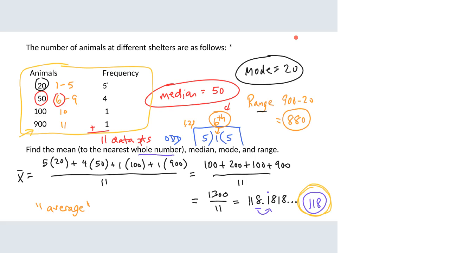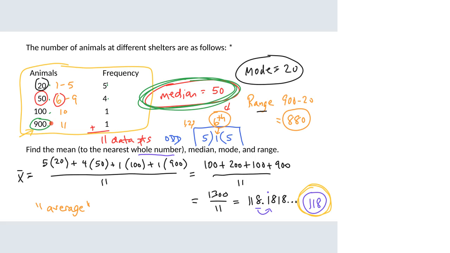It's not necessarily a right or wrong kind of thing, but I think you could make a very strong case for the median. The reason for that is if you look at these animal shelters, I have 5 that have 20 animals, 4 that have 50 animals, and then I've got 1 with 100 and 1 with 900. This is kind of a goofy number here. It's way bigger than anything else.